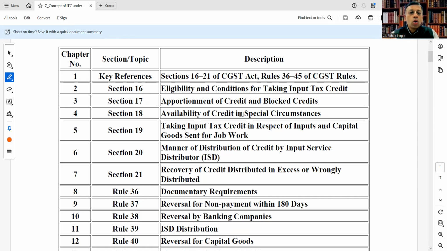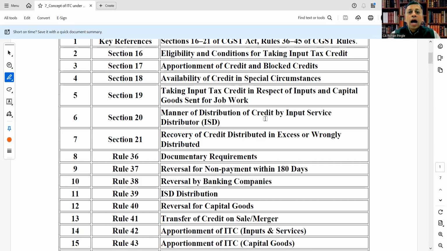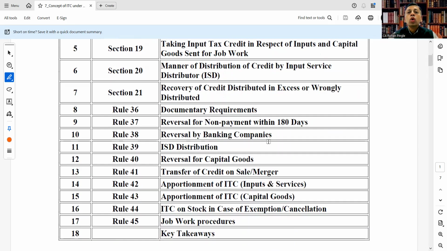Section 16 talks about eligibility and conditions for taking input tax credit. Section 17, apportionment of credit and blocked credits. Section 18, availability of credit in special circumstances. Section 19 talks about taking input tax credit in respect of inputs and capital goods sent for job work. Section 20 talks about manner of distribution of credit by input service distributor, that is known as ISD. Section 21 talks about recovery of credit distributed in excess or wrongly distributed. And then we will move on to rules.